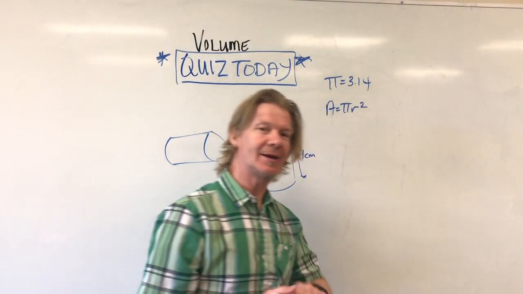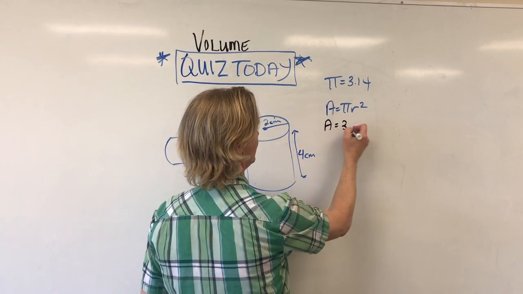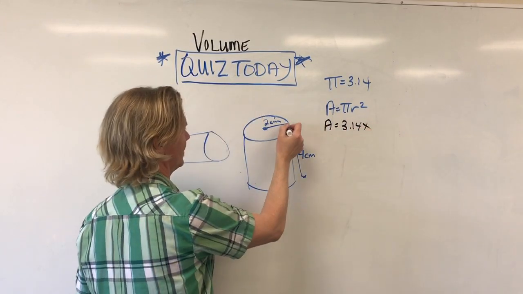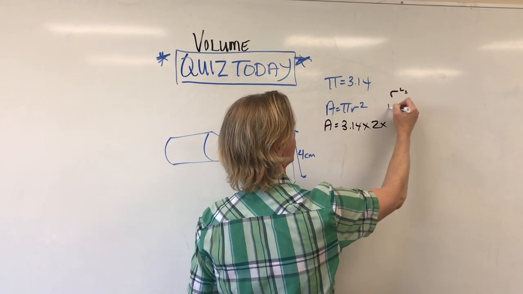Oops, I'm going to change to black. I think it's easier to see, okay? So area equals 3.14 times the radius squared, right? The radius is right here, 2 centimeters. And radius squared means radius times radius.